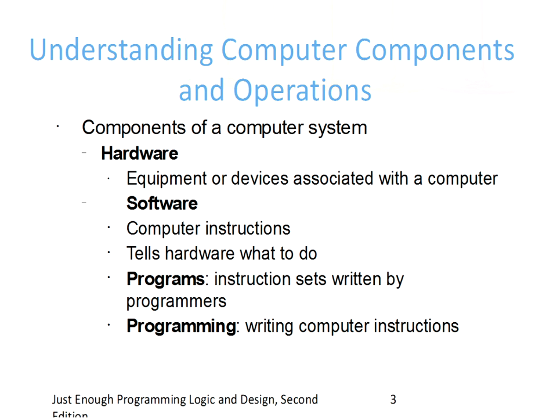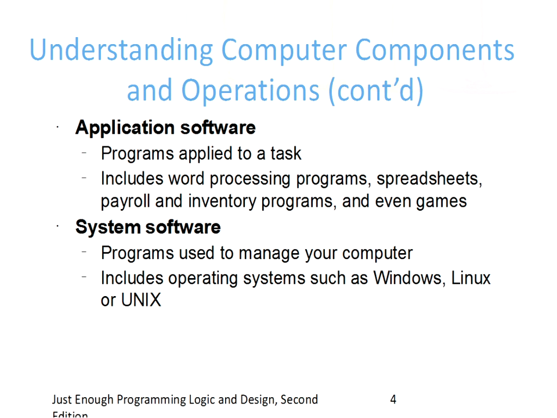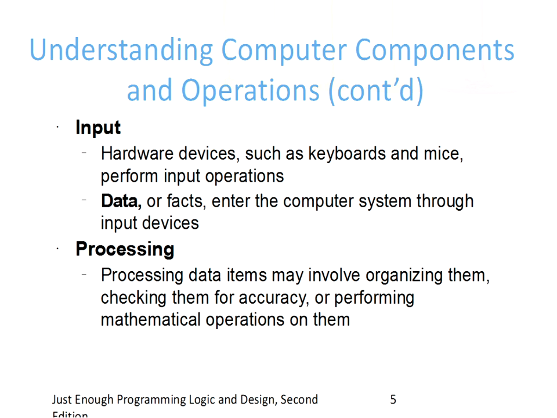Okay? So you can see hardware, software, programs, programming, all these definitions are overlapping from Chapter 1 that we covered last time. So that should be simple to go through for everyone. Okay. So the processing of data items may involve organizing them for accuracy or performing mathematical operations on them. So that's what you call processing.